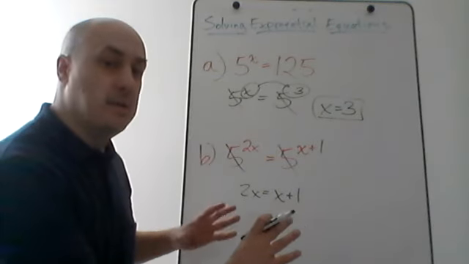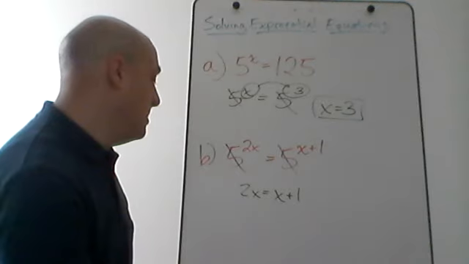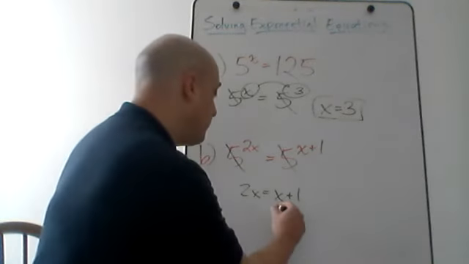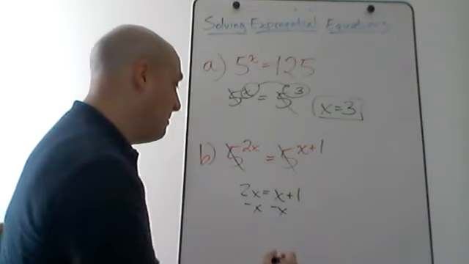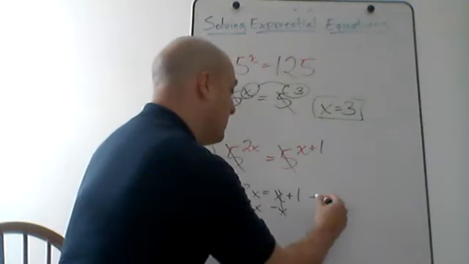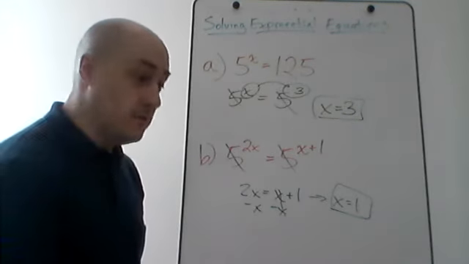So with two sides of the equation, if the bases are the same, I ignore the bases. I set the exponents equal to each other: 2x equals x plus 1. And now I solve this equation for x. If I subtract x from both sides, 2x minus x gives me 1x. So I get x equals 1. And there's my solution to that equation.